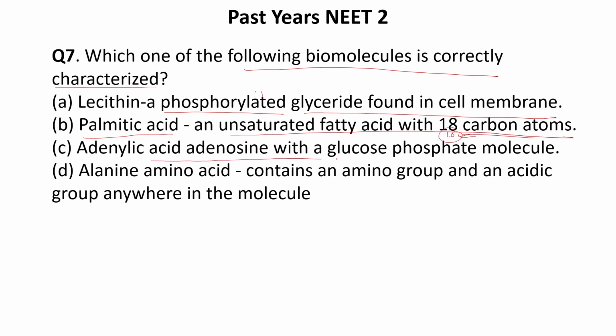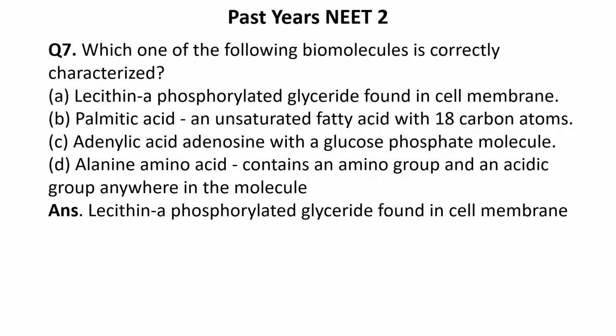Adenylic acid, adenosine with glucose phosphate molecule. And alanine amino acid contains an amino group and an acidic group anywhere in the molecule. This is an incorrect statement. So our correct statement is only lecithin, a phosphorylated glyceride, okay, which is present in the cell membrane.